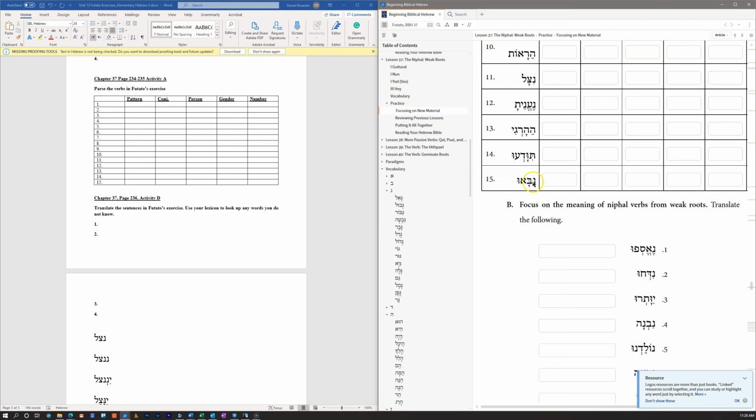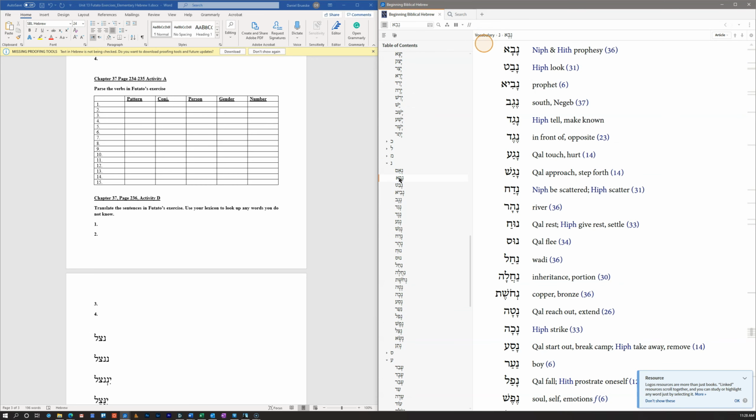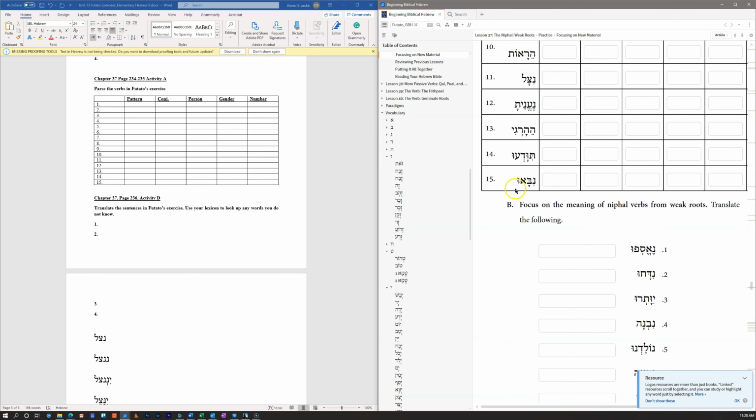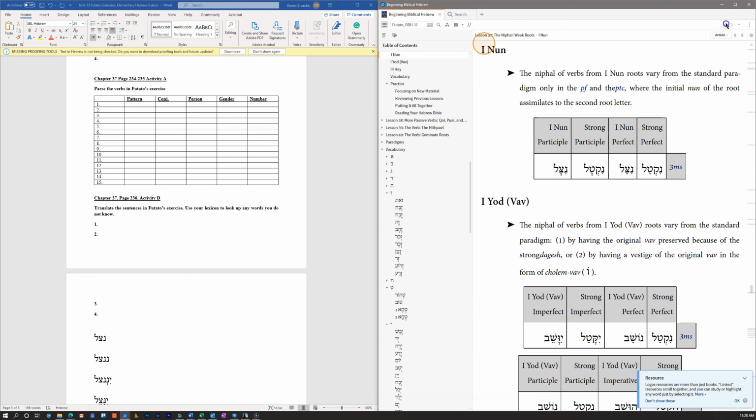A Niphal, a Noon has assimilated. So Nabah, is that? It's not going to be related to Prophet, right? That must be a newer one. It is related to Prophet. All right, so Nabah is, he prophesied. Well, I guess its standard form is the Niphal. Did it say Niphal and Hifil mean that?